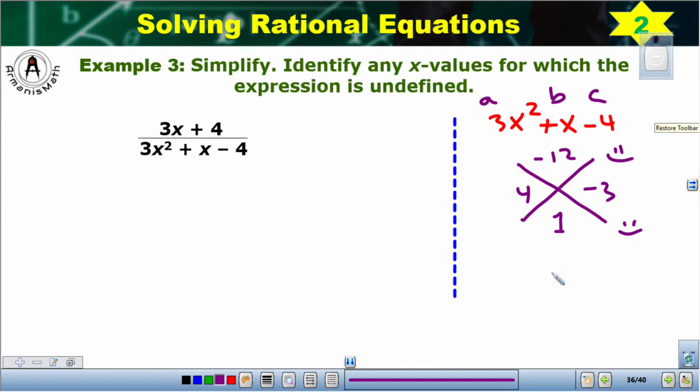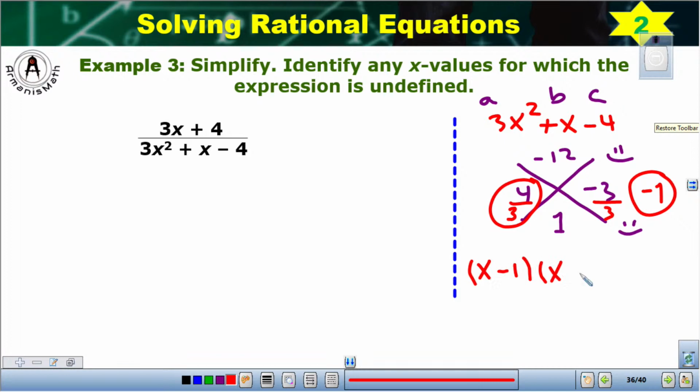With one caveat: does a equal 1? I'm going to be very careful. I've got to divide by that a in this case. So I've got to divide this by 3. Dividing this by 3 is going to give me a negative 1 here, which is fine, and this one is going to just stay the way it is. I've got basically x minus 1 times x plus 4 thirds.